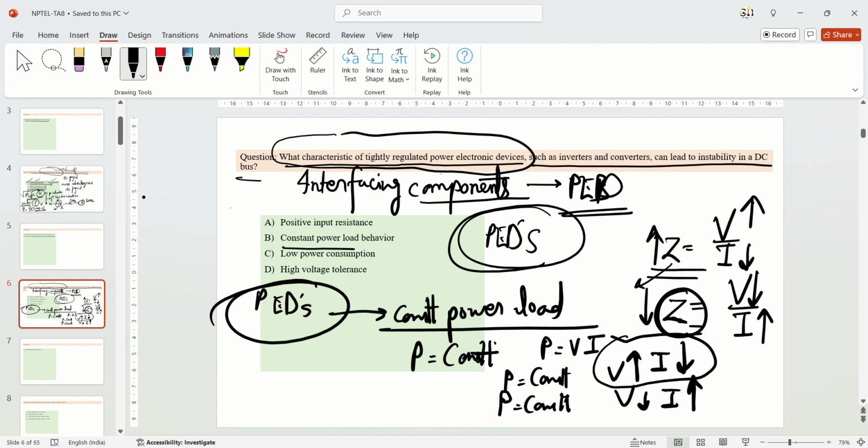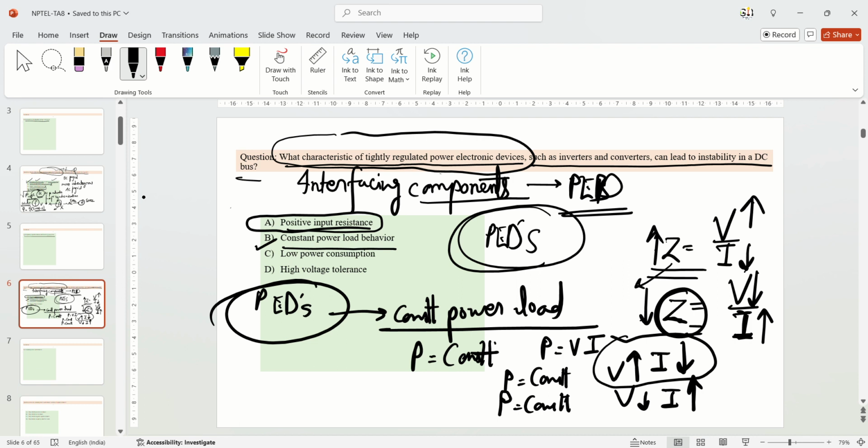So the correct option is the constant power device. If you see the first option, it says positive input impedance. No, it is not the case. Why? Because if the current is increasing, Z is going down, and if the current is going down, the impedance is going up. So this is not a positive behavior because it is a negative impact coming from the input impedance. It is a negative input resistance, not the positive.